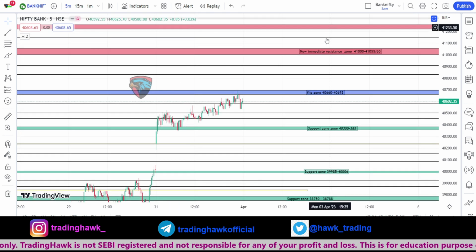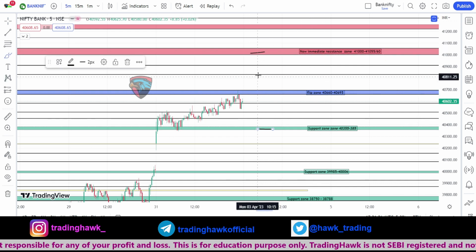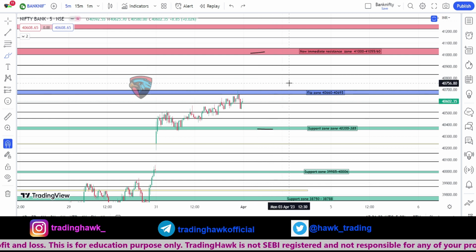So here is a resistance zone, here is a flip zone, and here is a support zone. This is our condition satisfied: resistance, support, and in between we should have one zone where the buyer and seller should fight, which is this flip zone. Hope it will be clear to everyone.